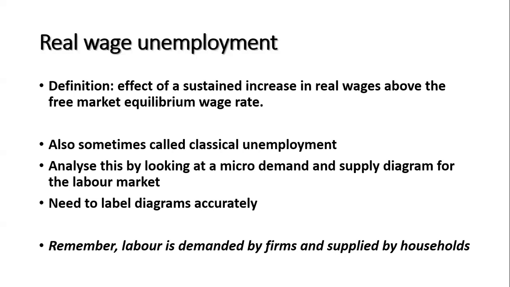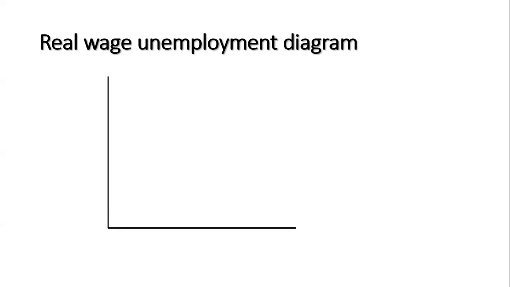Analyze this by looking at a micro demand and supply diagram for the labour market. Need to label diagrams accurately. Remember, labour is demanded by firms and supplied by households. So firms will demand labour to produce the goods and services which consumers are demanding. Households, and remember I've said before, you and I, we belong to a household, we supply our labour. I currently supply my labour to the school to teach you economics.